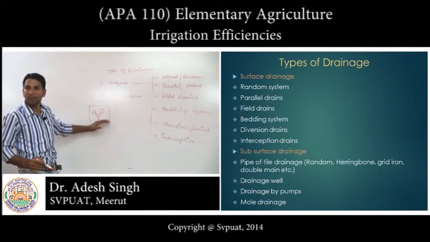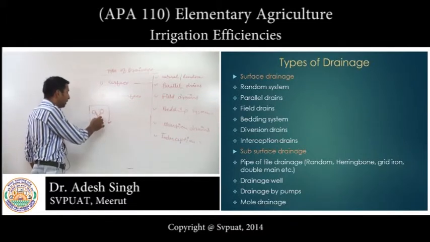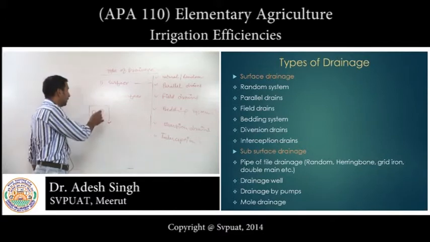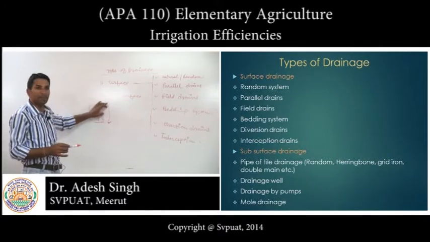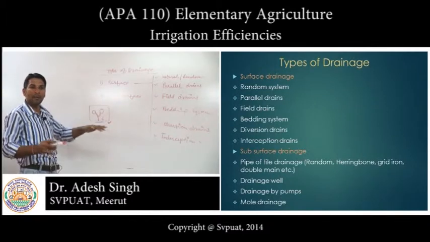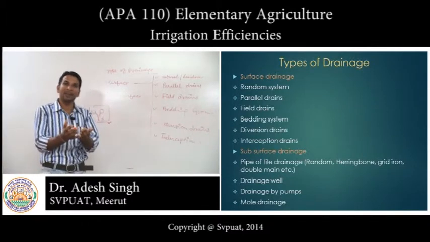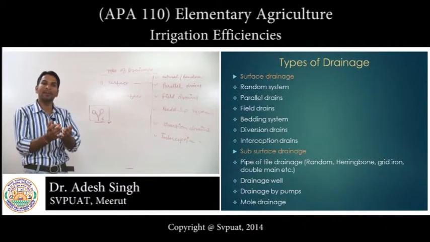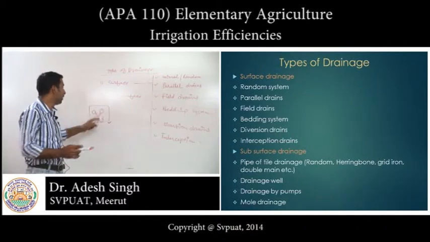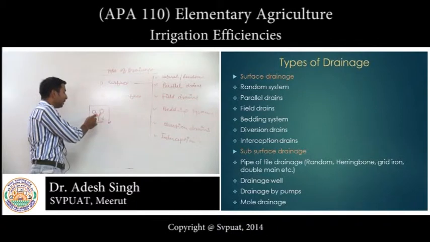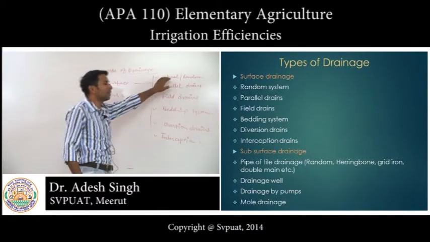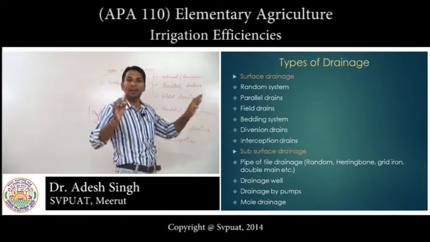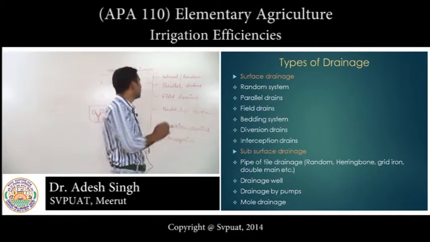Clear? Means if the slope is in this direction but the field is not a leveled one, then whatever random patches are there, which are the depressions that receive the excess water, can be drained off with the help of simple ditches and they can join the main ditch. So the random system is generally a haphazard system, not a scientific one.